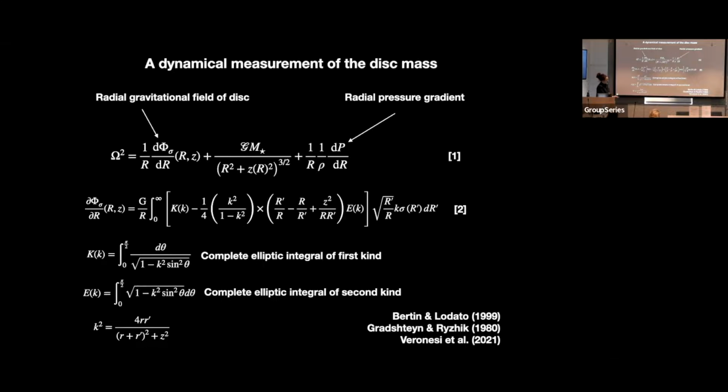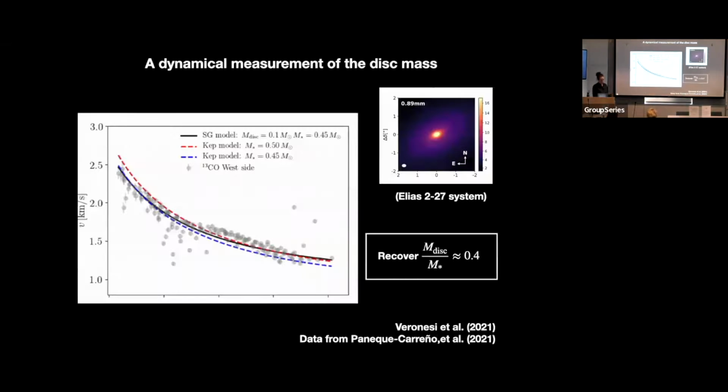So what Benedetta Veronesi did in 2021, she took this and fit it to observational data. Using this, she went after the Elias 227 system using data from Teresa Panak et al. 2021. I realize that this very messy plot doesn't necessarily look super convincing, but actually what we have in the analysis is that the Keplerian fit is rejected at a 97% confidence level. So we're pretty sure actually that this disk is non-Keplerian.